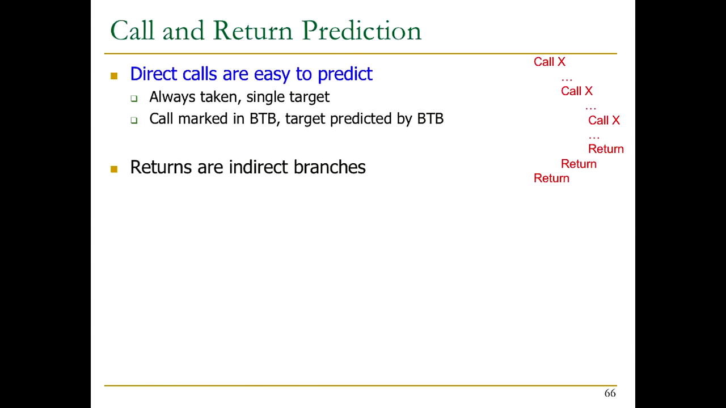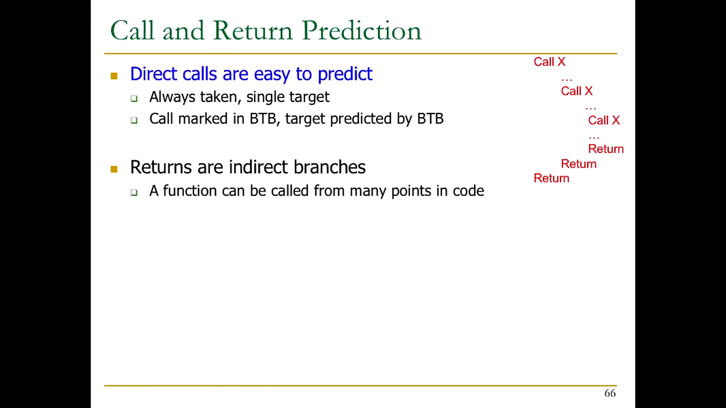But returns, which may or may not correspond to those calls, are indirect branches. Let's assume that they correspond to calls like this. You do a call, and this is the corresponding return. You do another call, and this is the corresponding return. And you do another call, that's the corresponding return. So these are nested calls, as you can see, and the returns match the nesting level of the calls that generated them.